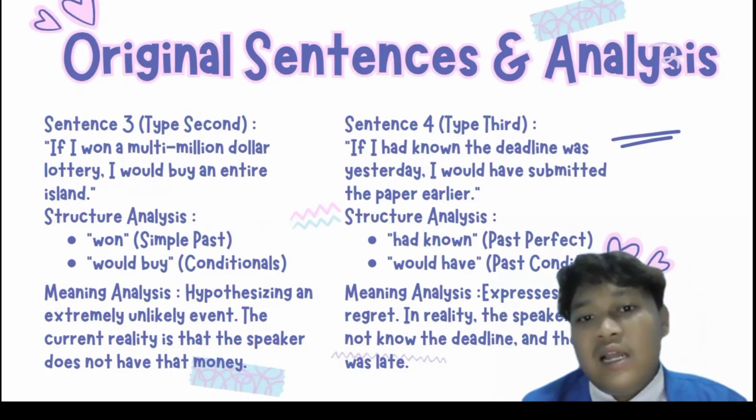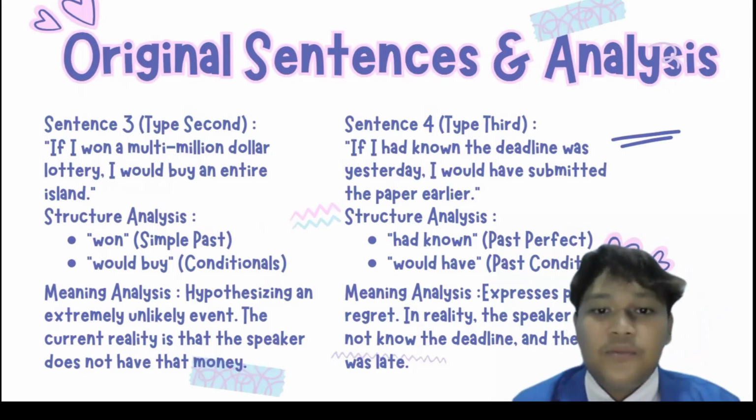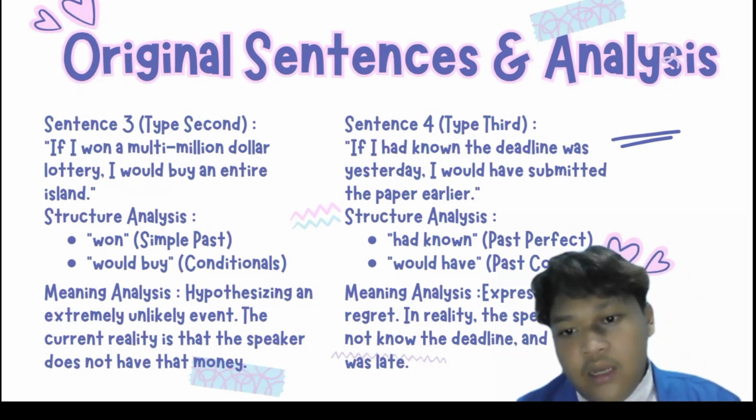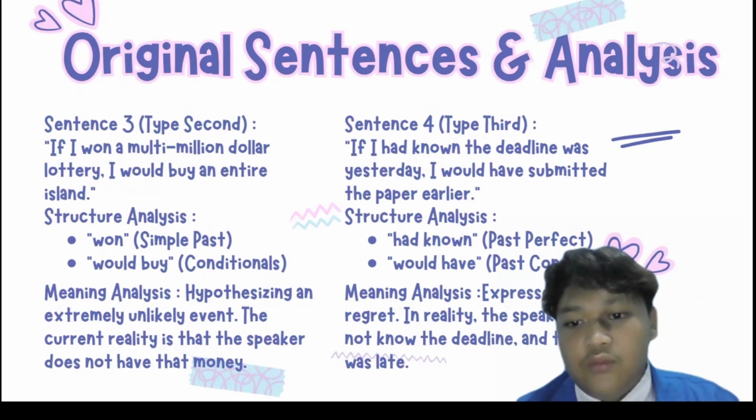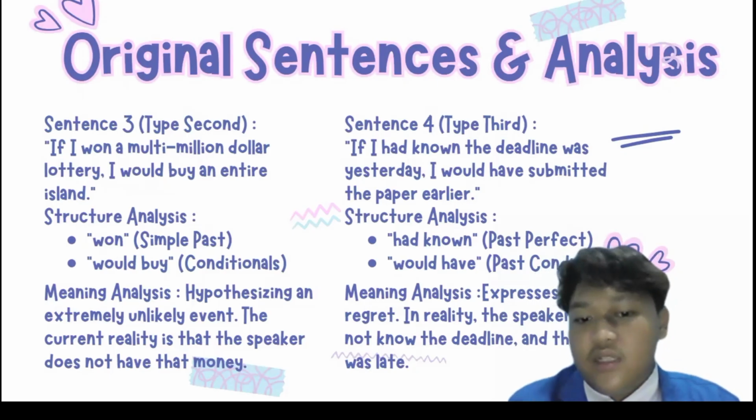And the last sentence uses the third type. If I had known the deadline was yesterday, I would have submitted the paper earlier. Analysis structure is had known in the past perfect and would have submitted in the past conditional. The meaning expresses a contrast with reality. The speaker didn't know the deadline and the paper was late.